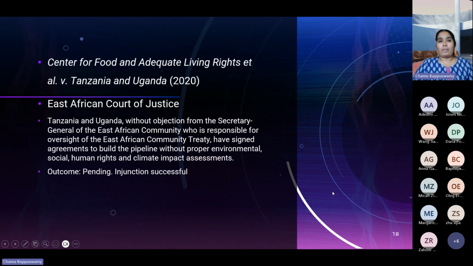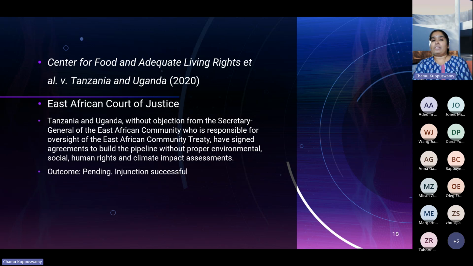Center for Food and Adequate Living Rights versus Tanzania and Uganda, a 2020 case. So this is the case in the East African Court of Justice. This relates to a pipeline that is being proposed. So what the NGO is claiming is that the governments of Tanzania and Uganda, and also the Secretary General of the East African Community, because they did not object, are responsible for the oversight of the East African Community Treaty, which is enabling this new pipeline.